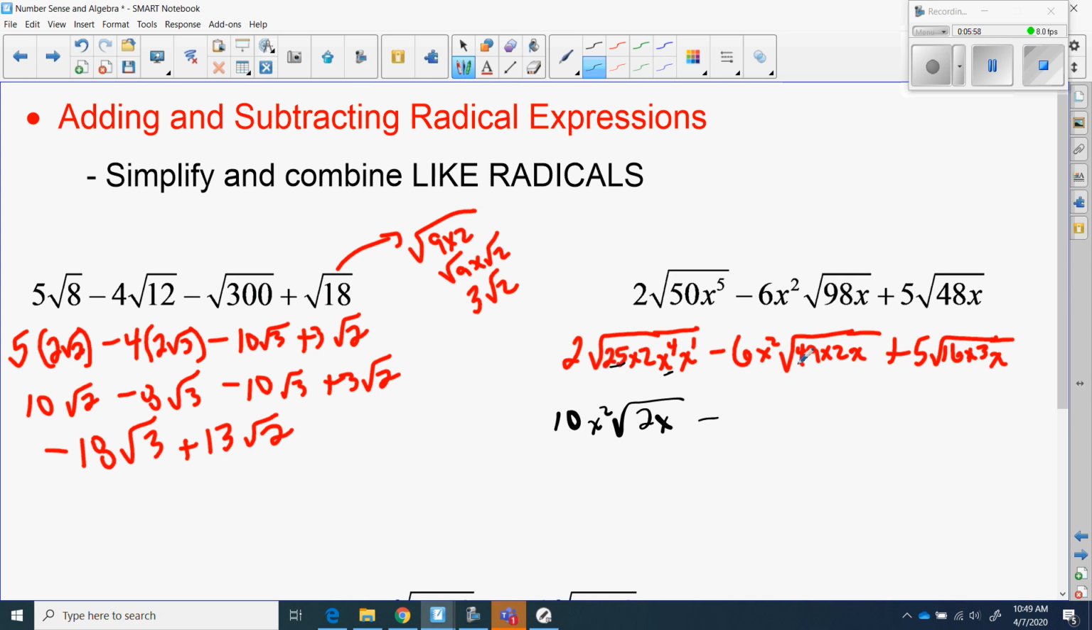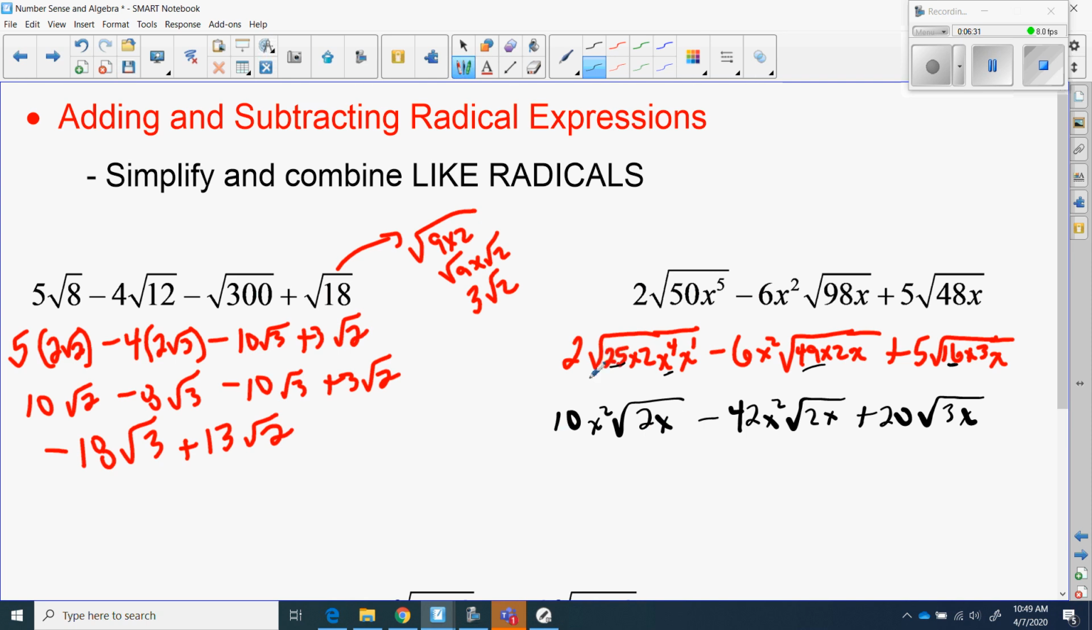Minus square root of 49 is 7. None of these other ones are perfect squares, so all I'm going to do is bring this one out here. So it's going to be minus, I'm going to multiply it by this, so that'll become minus 42x squared, radical 2x. 16 is a perfect square. None of these other ones are perfect squares, so square root of 16 is 4, multiply it by the 5 that's already out there, 20, square root, what's left underneath here, 3x.